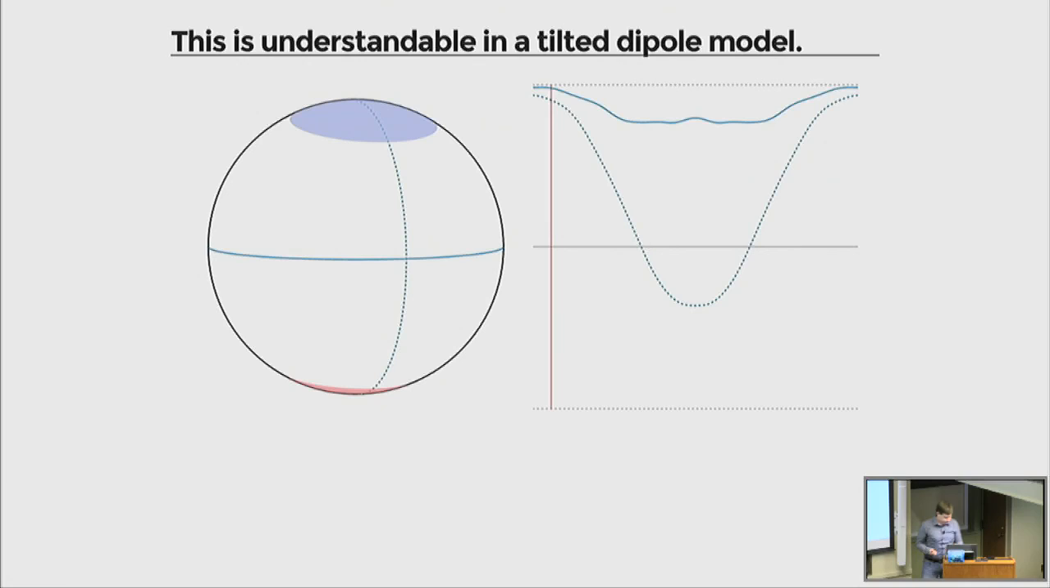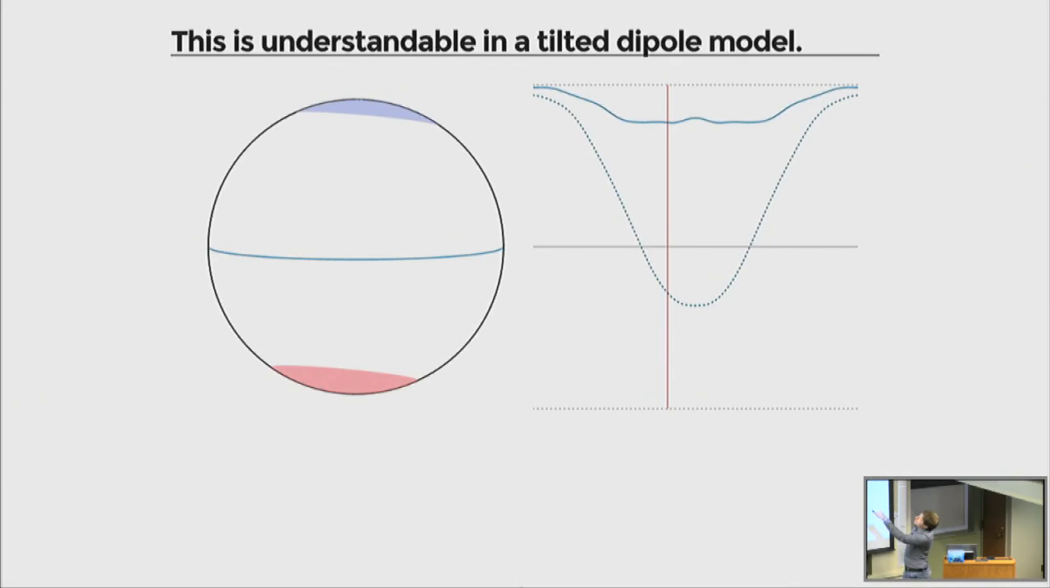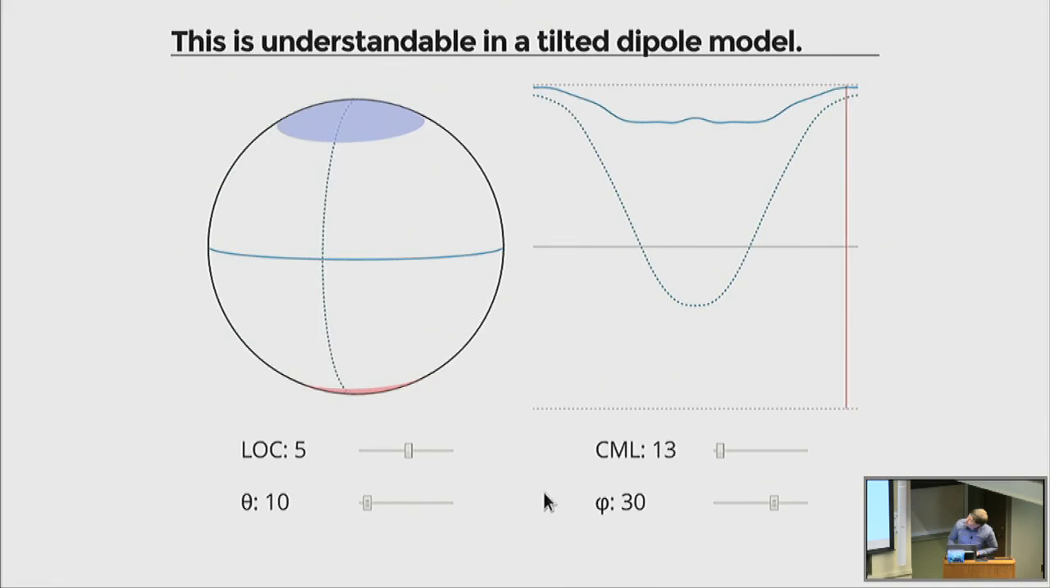So if we start spinning, say we get around here. This solid line is the total intensity normalized to one, and this dotted line is the fractional polarization. Here, the cap is mostly left circular polarized, but it's not as strong as in the other direction because the object is slightly tilted towards us. So we can see that.